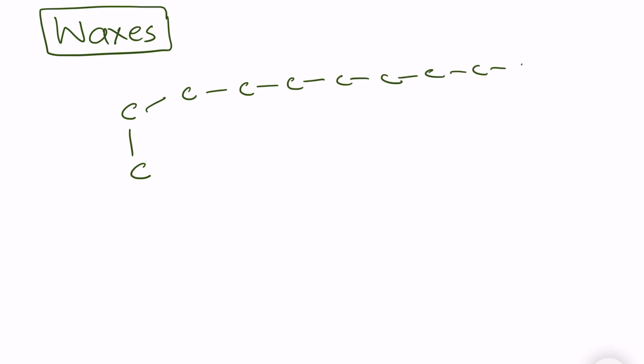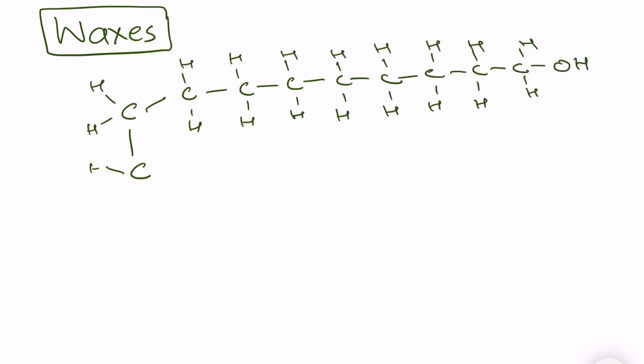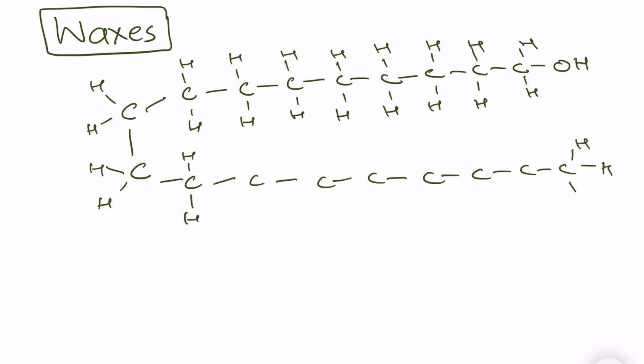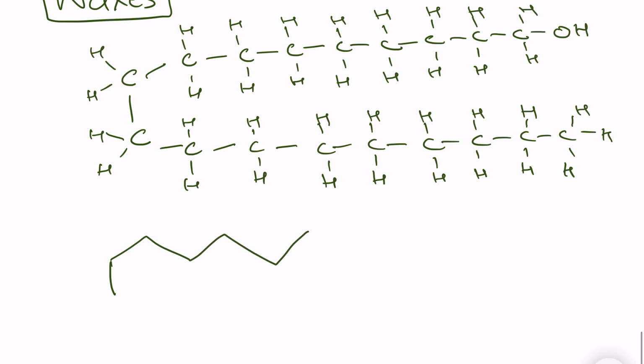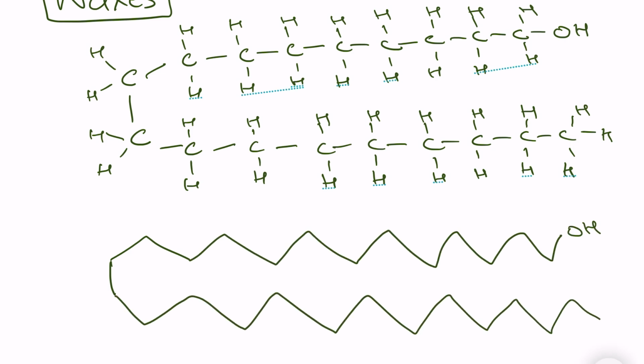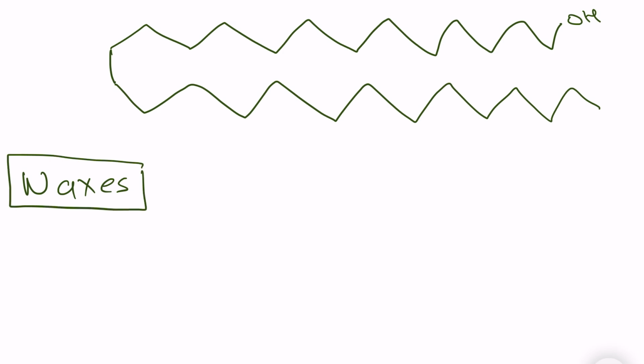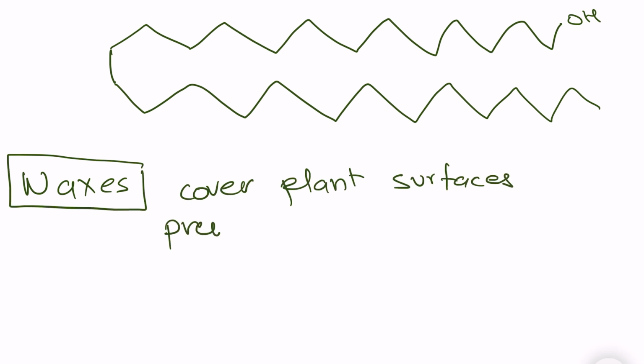Then we have waxes. Waxes are basically long chains of carbon atoms with an OH group in the end. As you can see, waxes are mainly made up of carbon and hydrogen atoms, so they are highly non-polar or hydrophobic in nature. For the sake of simplicity, the long chains of carbon atoms are also drawn like this. Waxes are produced by both plants and animals. For example, in plants, they are present on the surfaces of leaves and stem to prevent water loss.